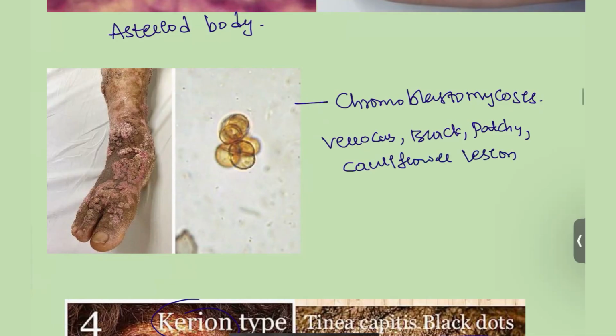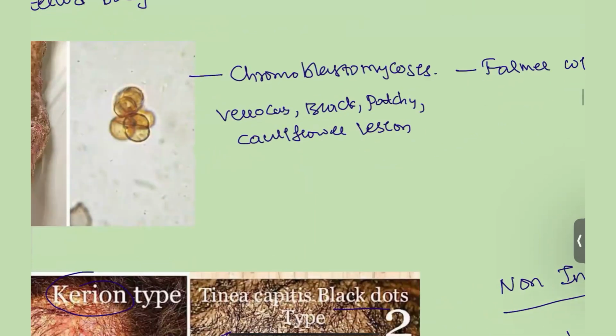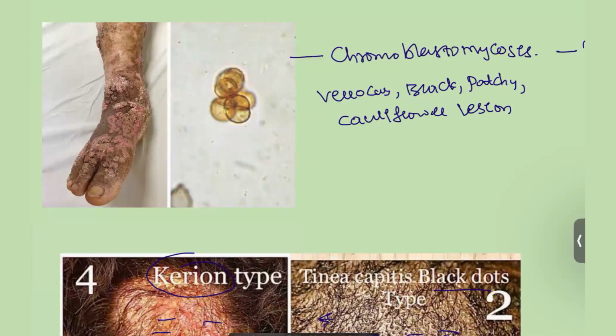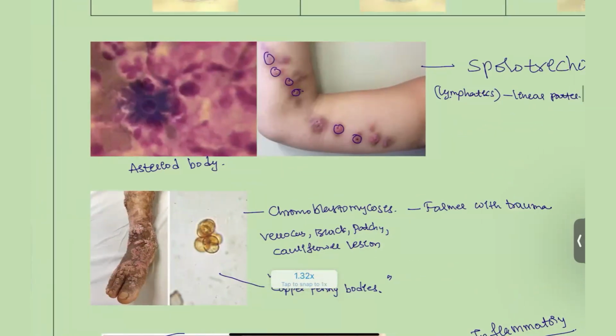And in chromoblastomycosis, the patient will give a history of trauma. Okay, and on histology you are going to see these copper penny bodies. Okay, this is how we are going to differentiate between all these important fungal infections.